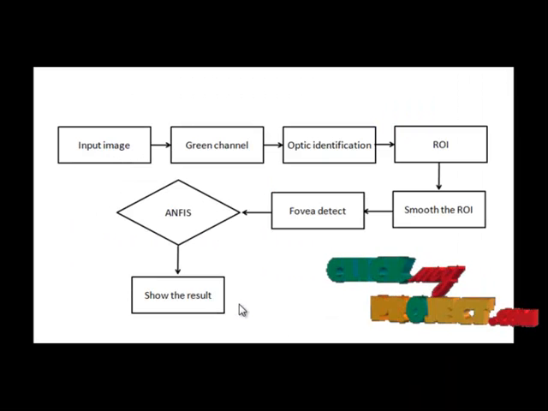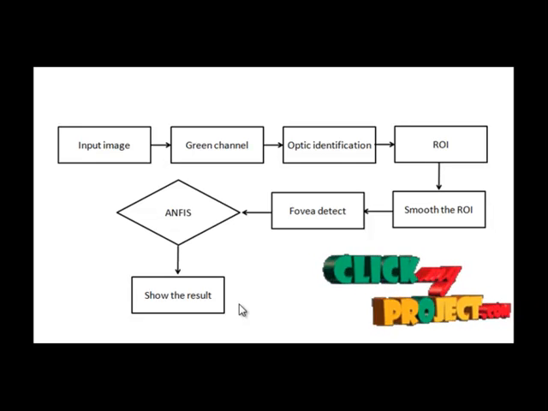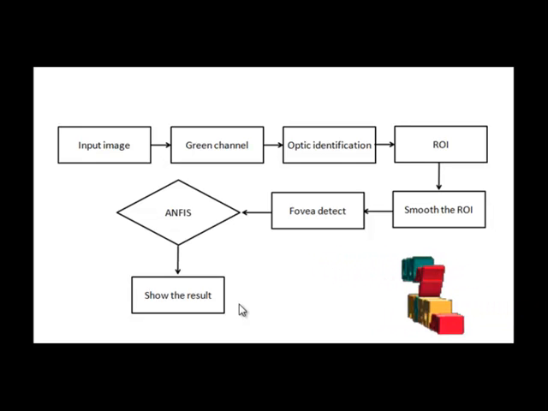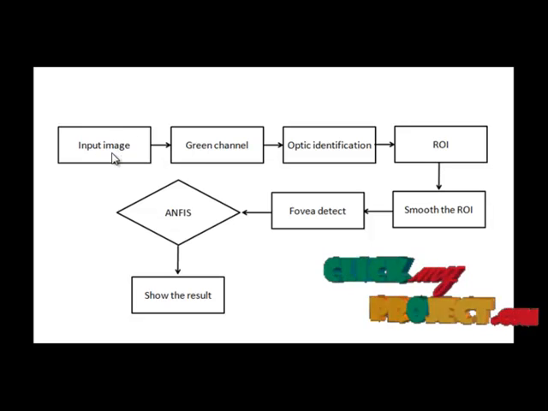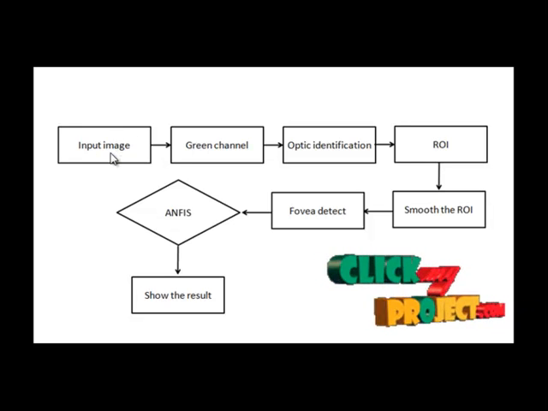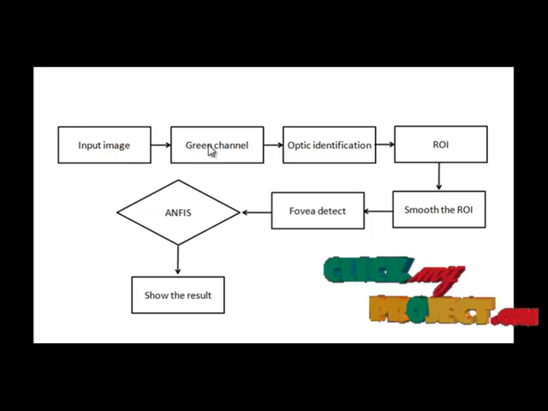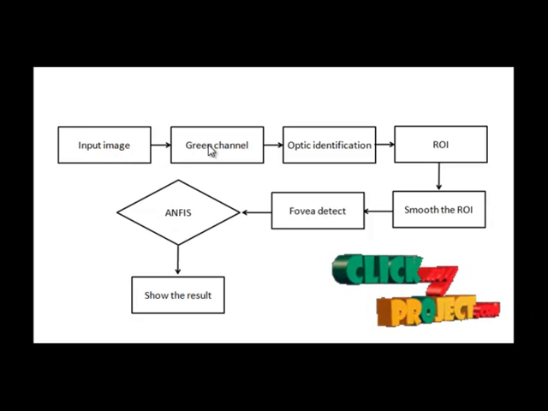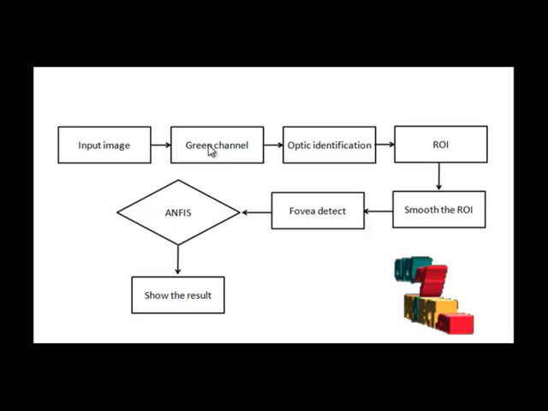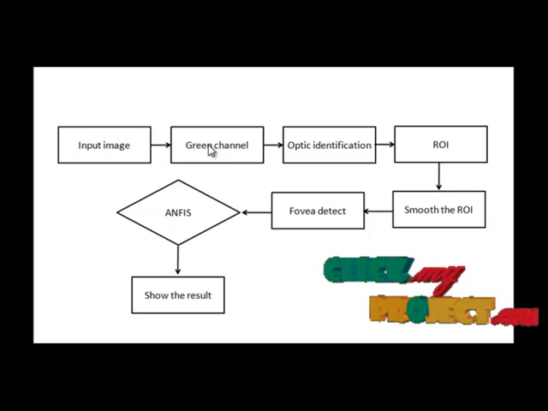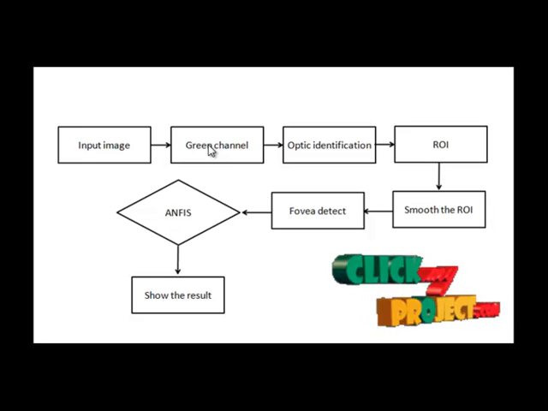This is the flow diagram for our proposed system. In our proposed system, first we give the input image. The input image is a retinal image, and then it goes to the green channel, which is the pre-processing step. In the pre-processing step, we convert the eye fundus image into a gray image and analyze whether the image has any noise.